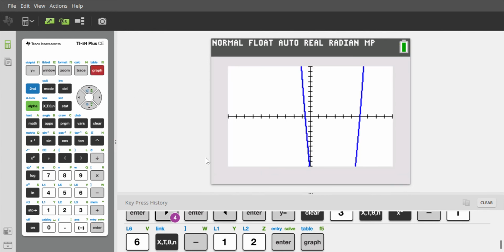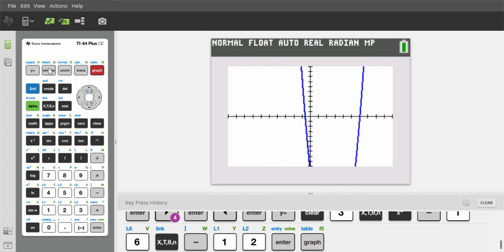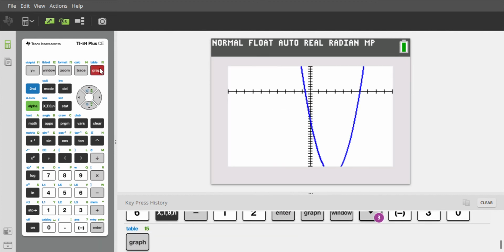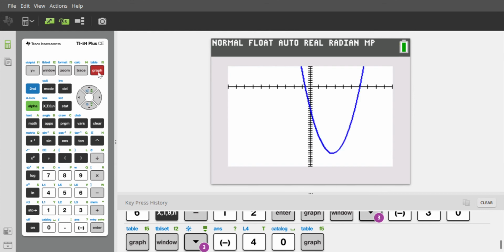Ooh, looky here. It looks like maybe this one is going to hit a hash mark at, 1, 2, 3, 4, 5, 6. And this one is going to be a decimal. Okay, so I'd like to see the whole window. It looks like I need my y minimum. Let's just say -30, just so you can see that whole graph. Not enough. Let's go back to window, and let's make that a -40. And we'll graph it. All right, there's our whole graph.